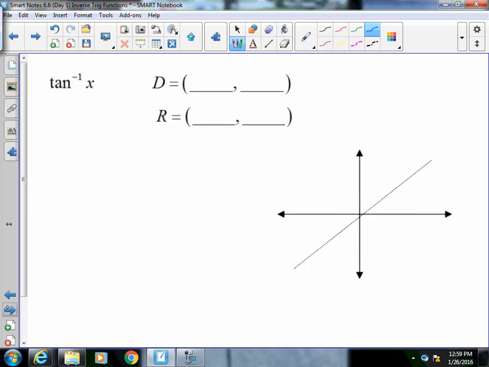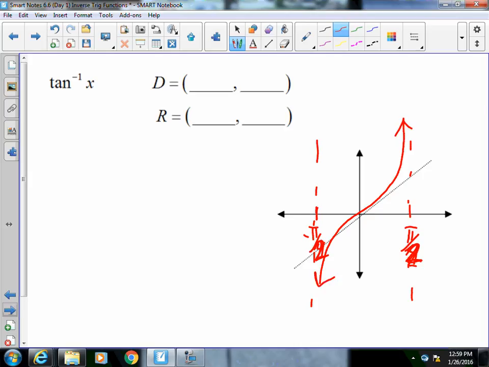Tangent. If you think about the original function, we have asymptotes at negative pi over 2 and pi over 2. Sorry about that. I wrote pi over 4 and I meant pi over 2. And it looks something like this.